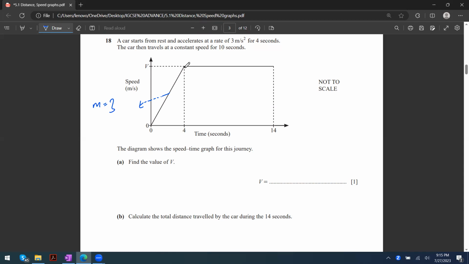Find the value of V. So since the gradient is given, what are the coordinates of this point? Let's say (4, V), and this is obviously origin (0, 0). So we have the gradient, we can just apply the formula to find V.